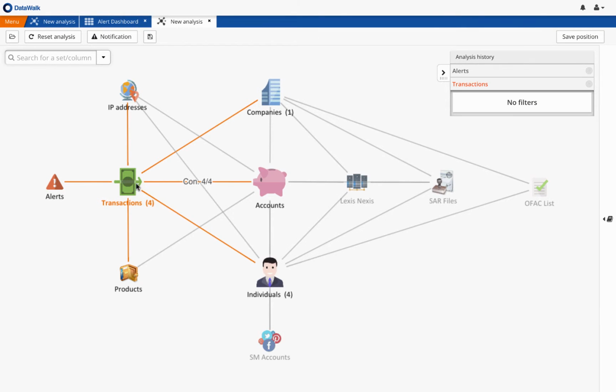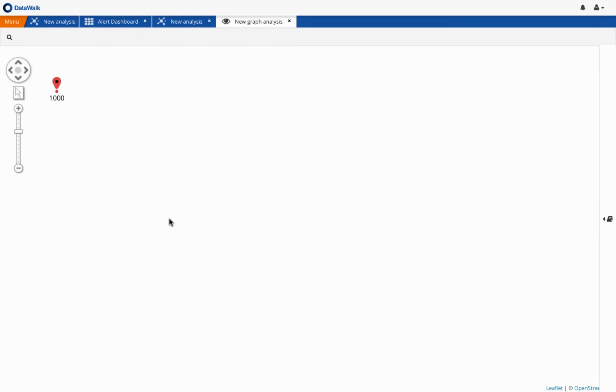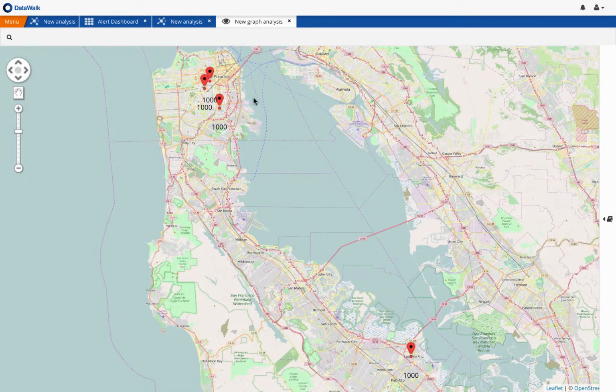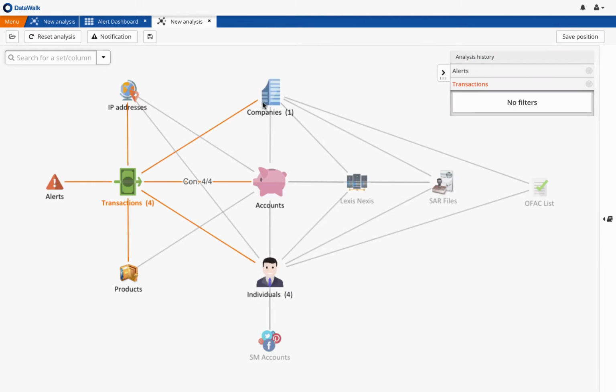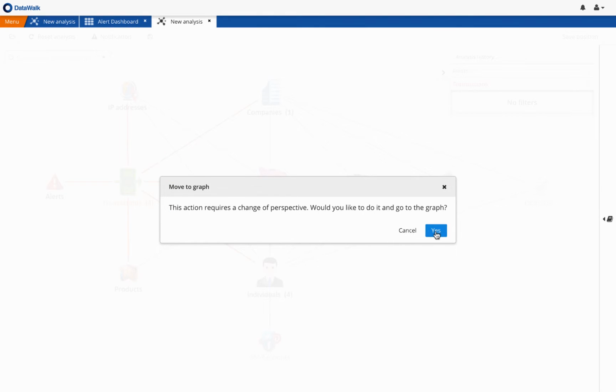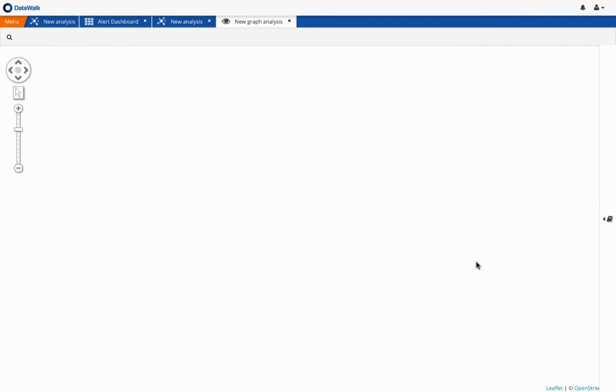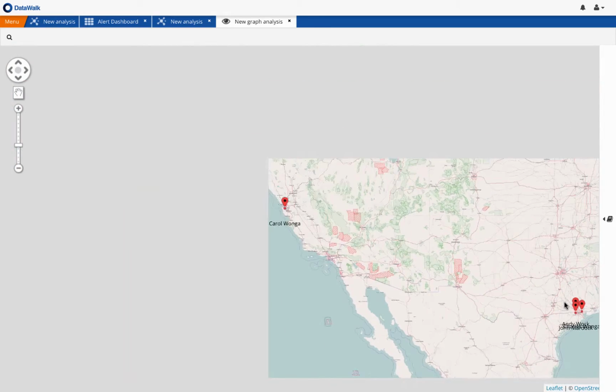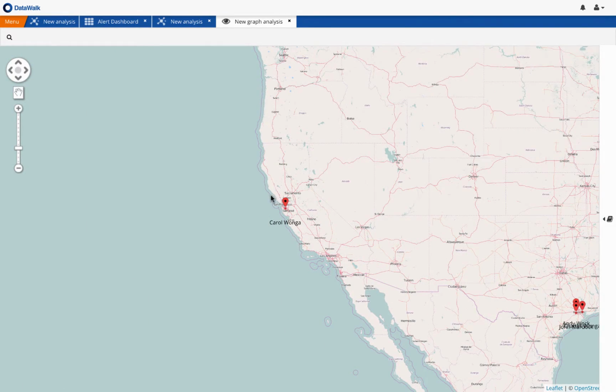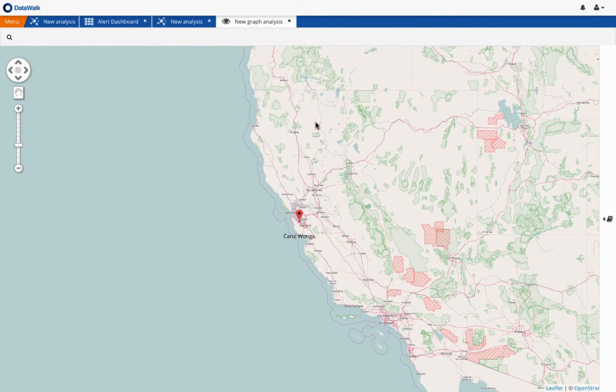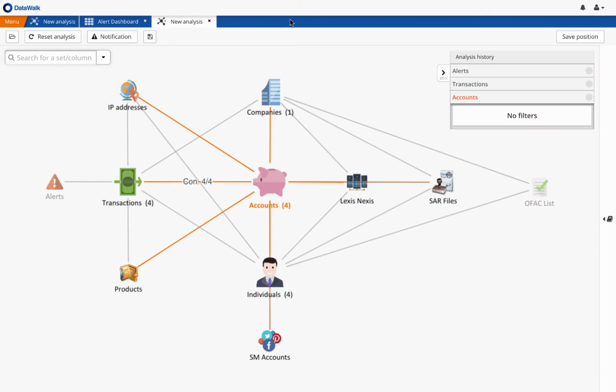We can view on a map where these cash deposits were made, and we see that 4 were made in the San Francisco Bay Area. Now we also want to review where these accounts were set up. We see that 3 of the 4 were set up in Houston, and 1 was set up in Palo Alto, California. We note that this location is the same branch where $1,000 was previously deposited.